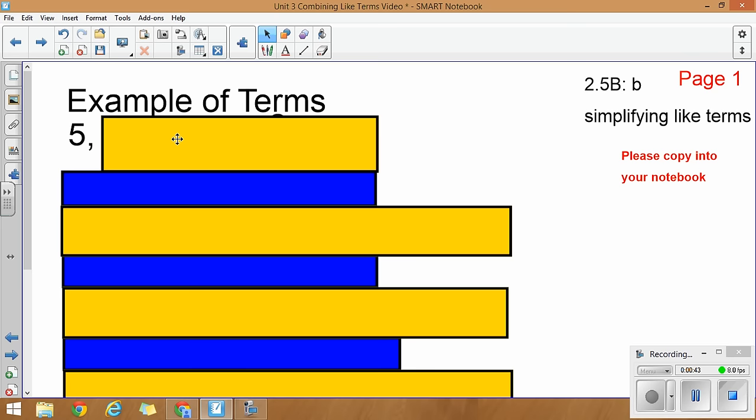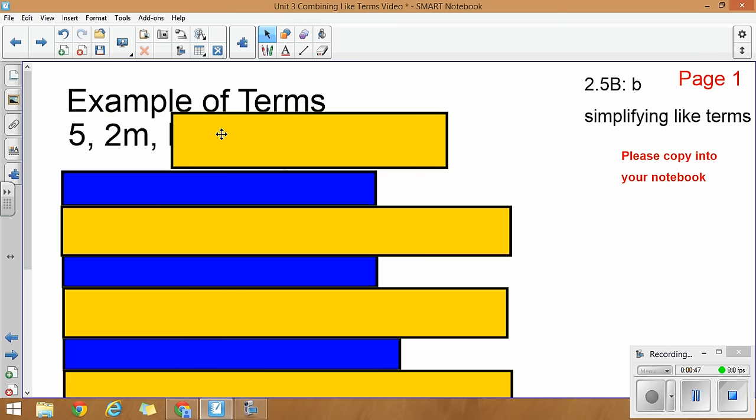So an example of a term is, for example, the number 5. Another example is 2 times m, or you can call it 2m. Another example is just b. So you notice here in front of m we have the number 2, okay? That means we have the number m 2 times. Think of it as 2 times some number m. Here, since there's no number in front of the letter b, there's a 1. So it would be 1b or just b. So 1 times b or just b.